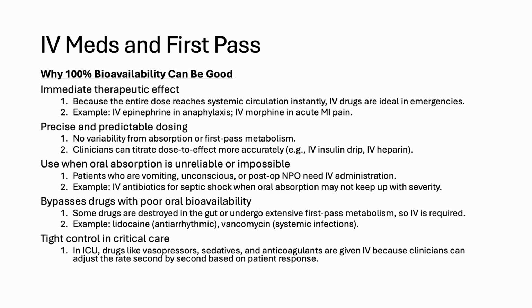Vancomycin is another medication that's often given IV. It can be given PO too, but mostly it's given IV. And then there's the tight control in critical care environments. So really, really critical medications that have a narrow therapeutic index, and I'll explain what that is, we can adjust the rate second by second based on how the patient is responding. So that's really closely related to the precise and predictable dosing.